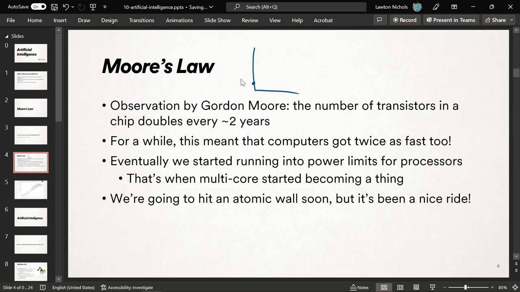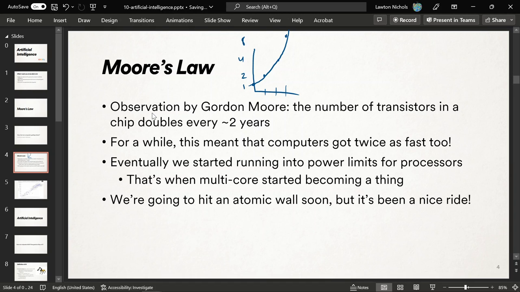So, let's say in year zero, there was one transistor in the chip. Year two, there were two transistors in the chip. Then year four, there would be four transistors. Then year six, there would be eight. They would keep doubling. One, two, four, eight. Every 2 years, that kind of thing. So that was what he noticed, and that's exponential growth, right? Doubles every 2 years.